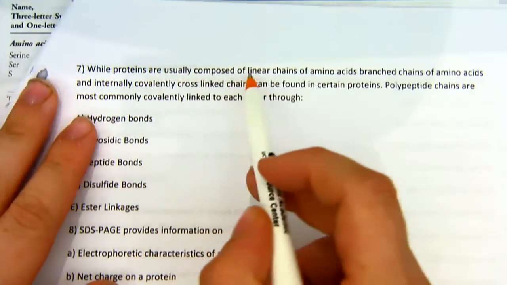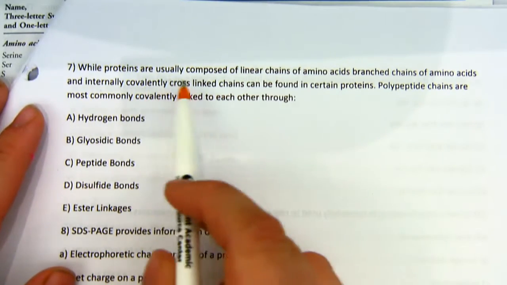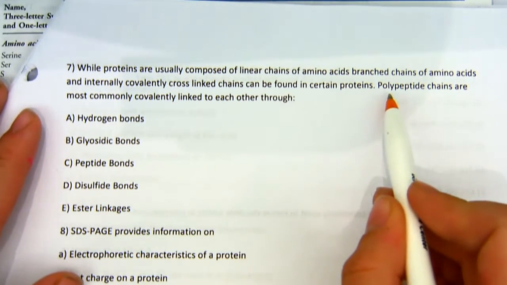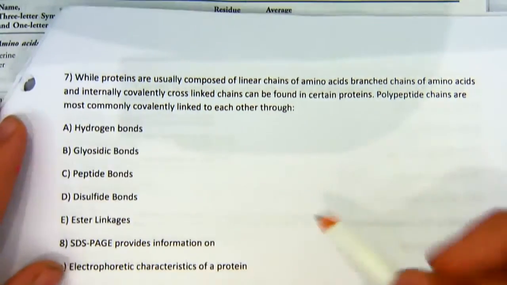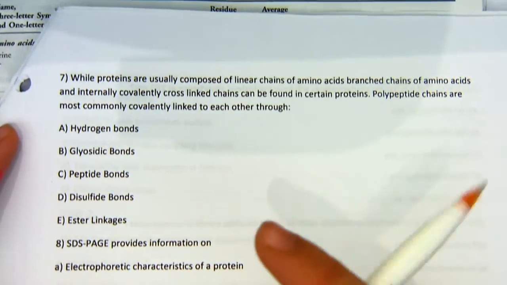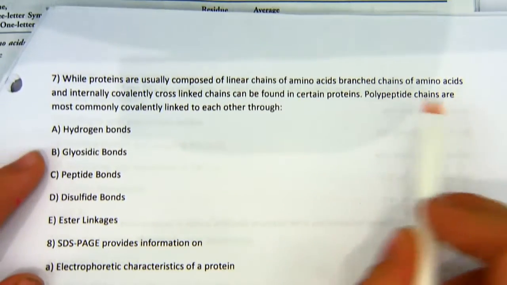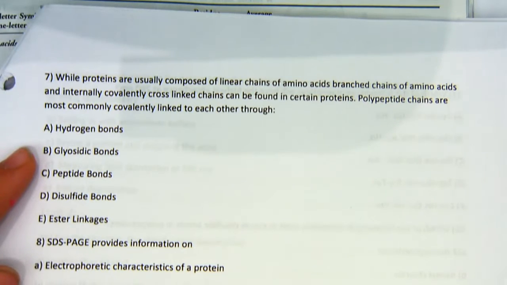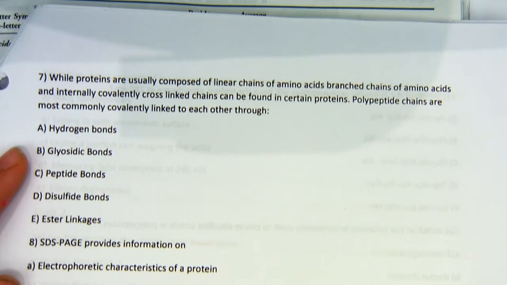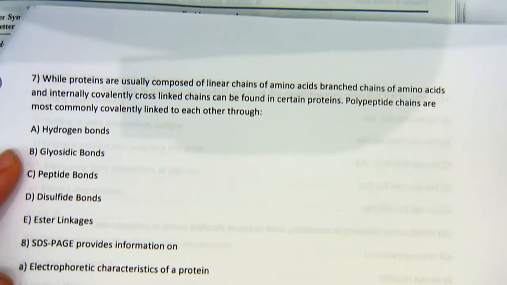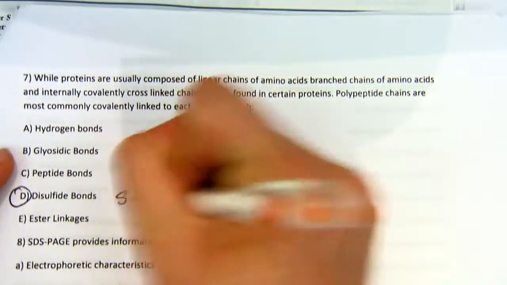While proteins are usually composed of linear chains of amino acids, branched chains of amino acids and internally covalently cross-linked chains can be found in certain proteins. Polypeptide chains are most commonly covalently linked to each other through, this is what we were talking about earlier. Where did we say our polypeptide chains, that higher order structure, what kind of bonds did those have? You said disulfide, right? Cool. Yeah. Those were our two sulfurs binding.